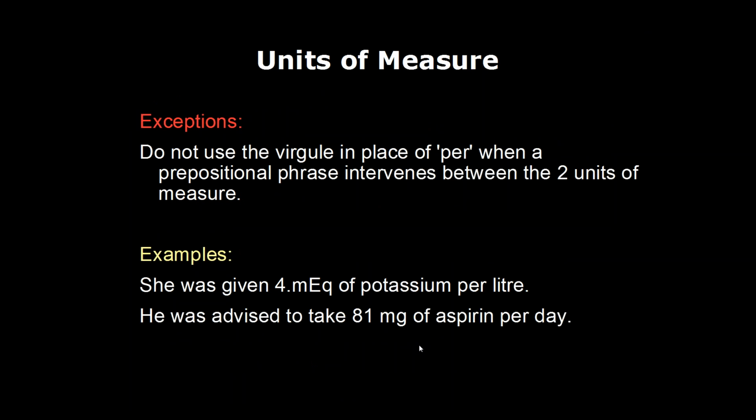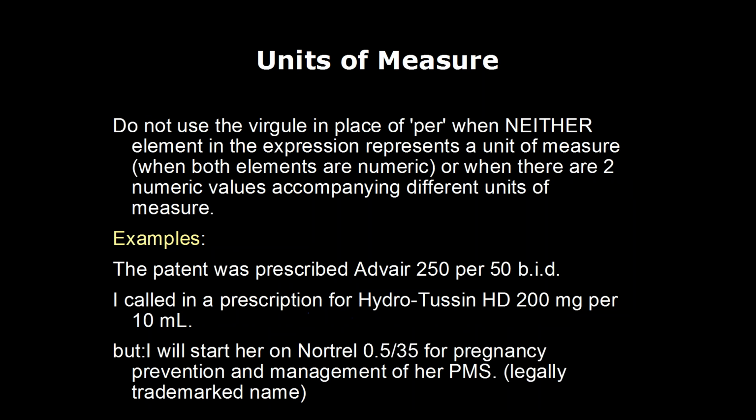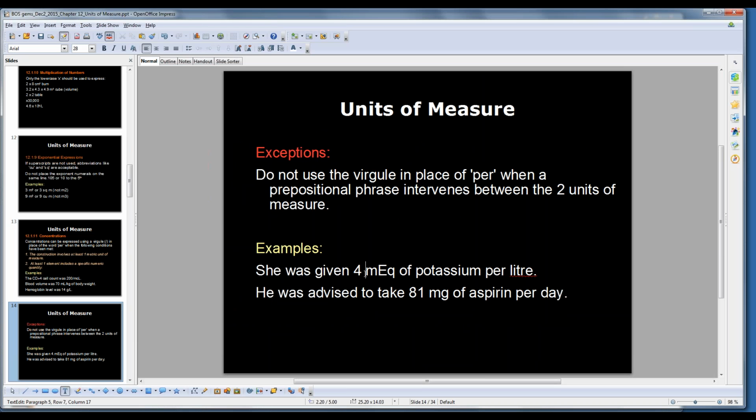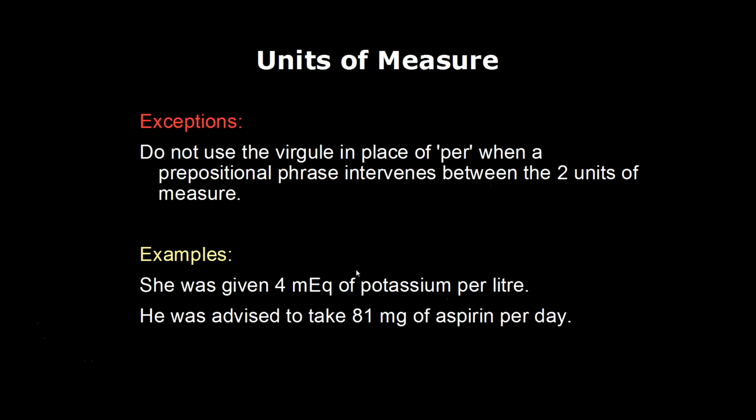Okay, exceptions. As always, do not use the virgule or the forward slash in place of per when a prepositional phrase intervenes between the two units of measure. So, she was given 4 milliequivalents of potassium per liter. The "of potassium" is the prepositional phrase intervening there. And of course, he was advised to take 81 milligrams of aspirin per day.